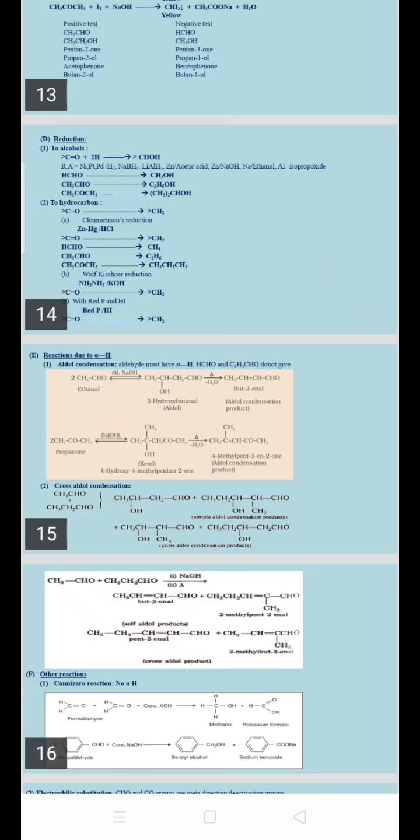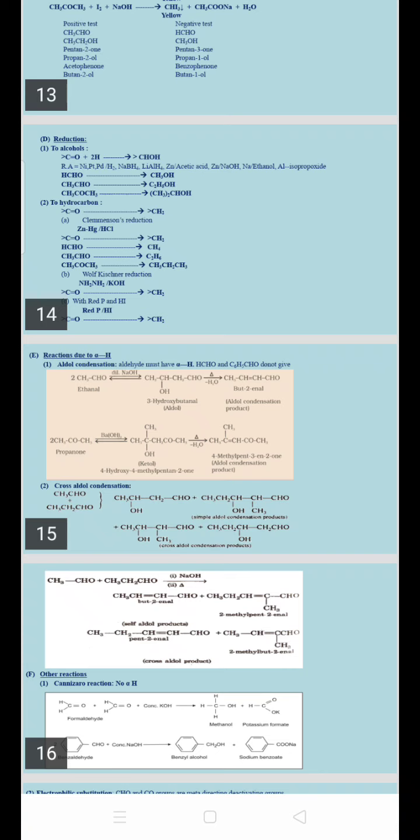Okay, we will be using hydrazine. What is the formula for hydrazine? It is NH2NH2 along with potassium hydroxide, so I will be getting alkanes. Now let me show you the reduction of ketones.